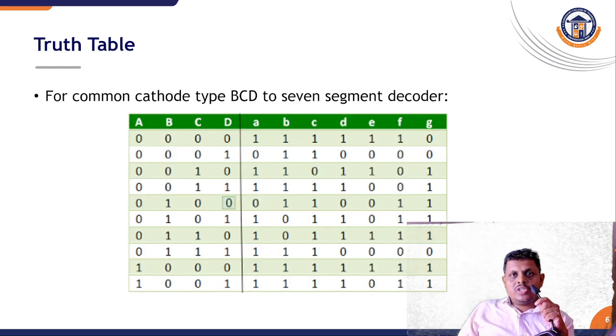Next one, this is the truth table for the common cathode type BCD to 7 segment decoder. For example, ABCD is the value we are giving, so that input is 0000. For the outputs A, B, C up to F, the value is 1, and G is 0. So based on this number, the number can be displayed.